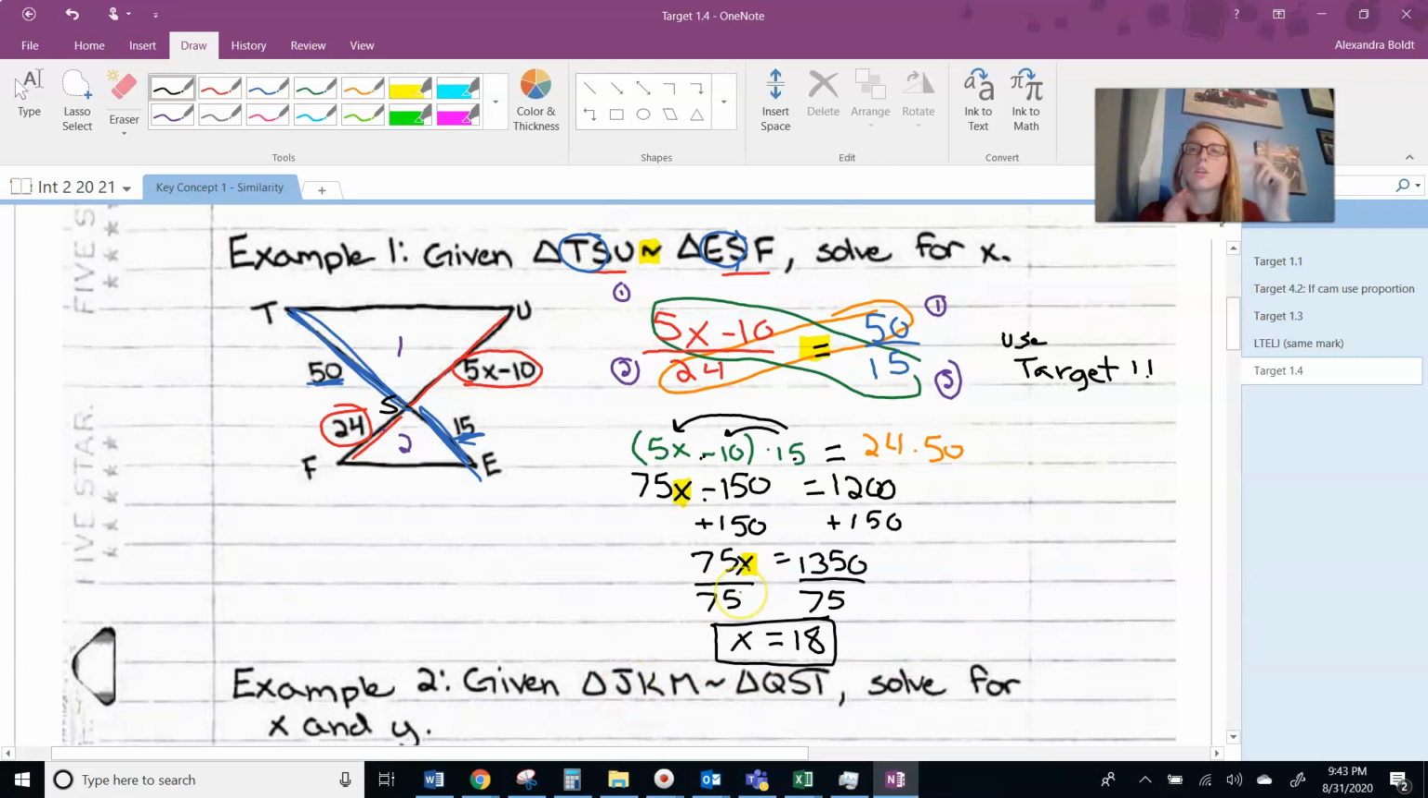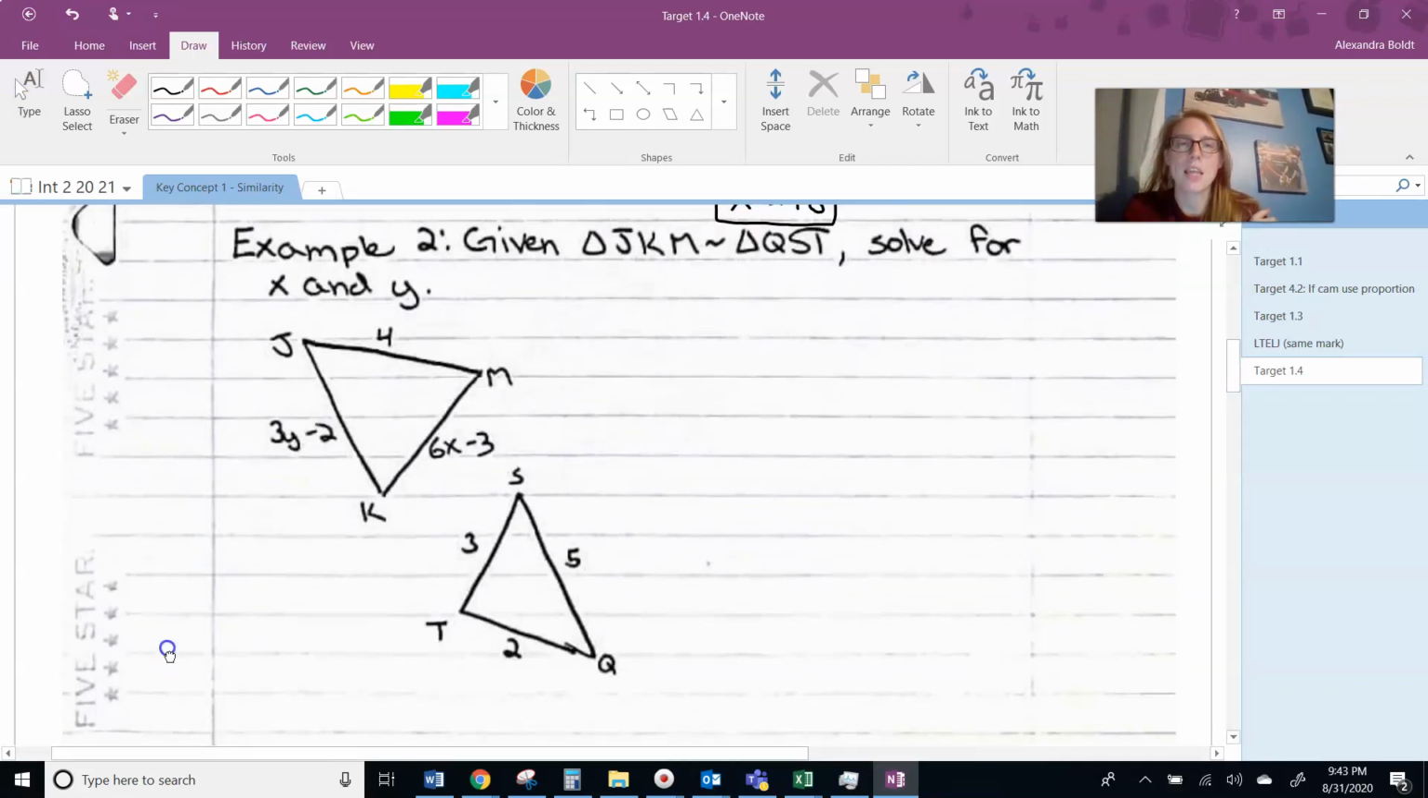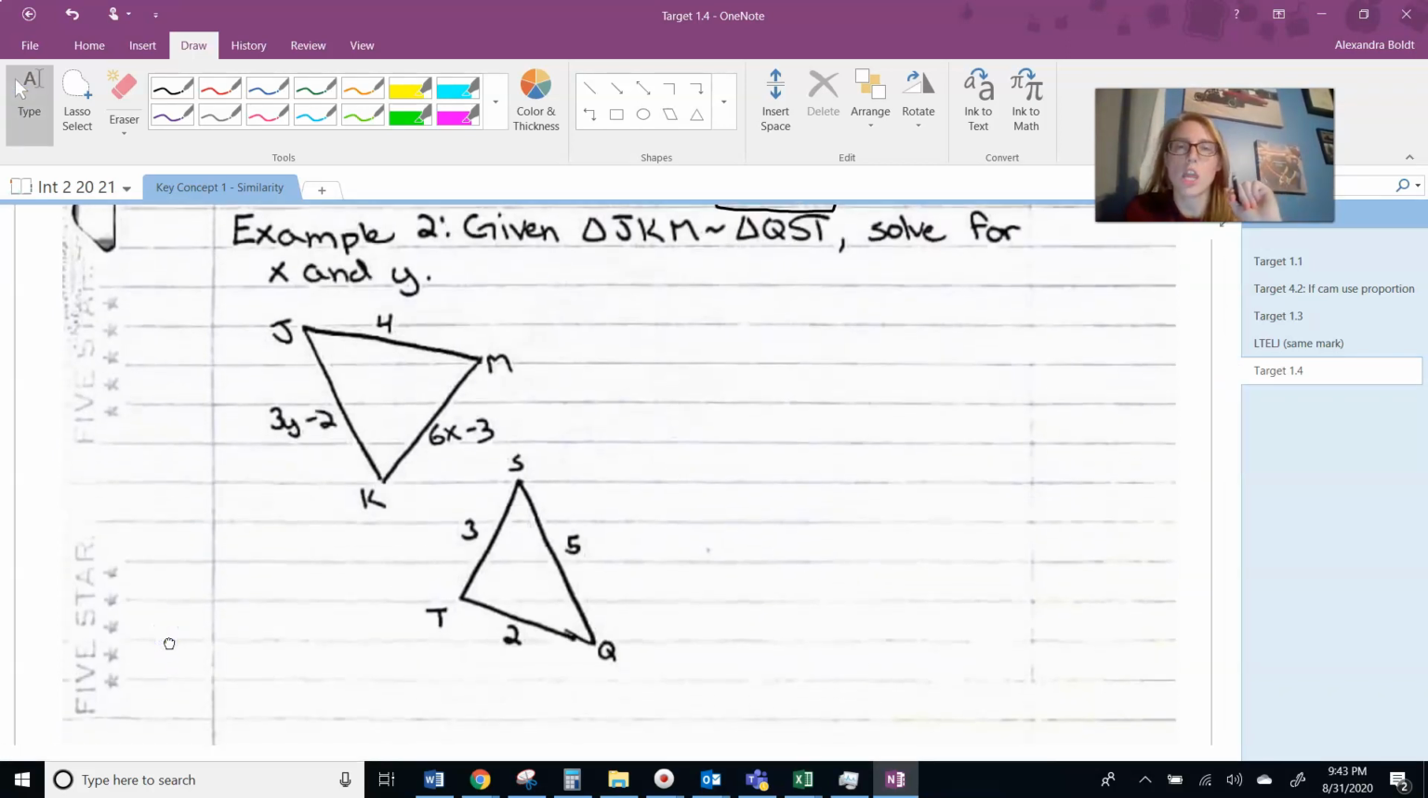Okay. So this is kind of just putting some of these things we already know together, right? I already know I can create proportions with sides of a triangle. I already know how to solve proportions. So we're just doing both of those now. Okay. All right, let's look at another example. Example 2, given triangle JKM is similar to triangle QST, solve for x and y.